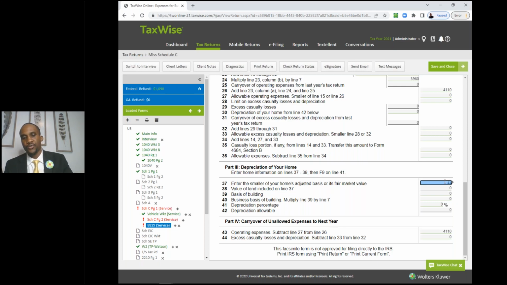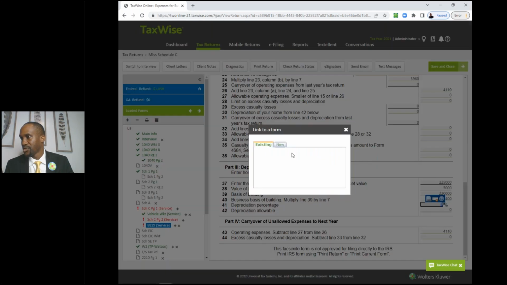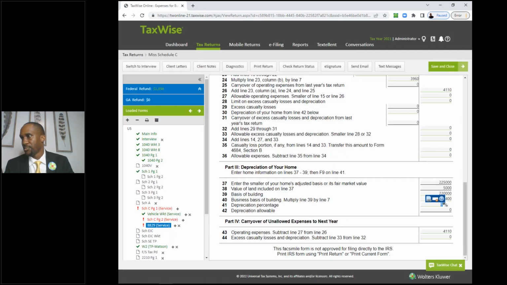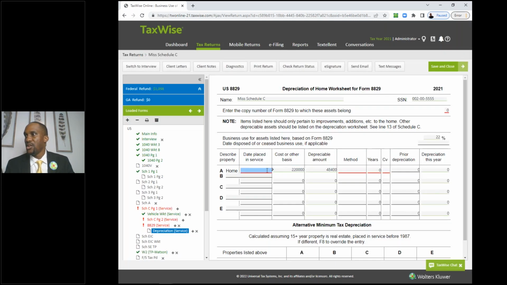So if her home was $225,000, you do need to subtract the land value. That land value is important. Subtract the land value, and you'll see that portion right over here. Then you can come over to the worksheet for the depreciation percentage. Click on that worksheet, and here's the depreciation of business home worksheet. You can use this worksheet to determine what the deduction is for the client.